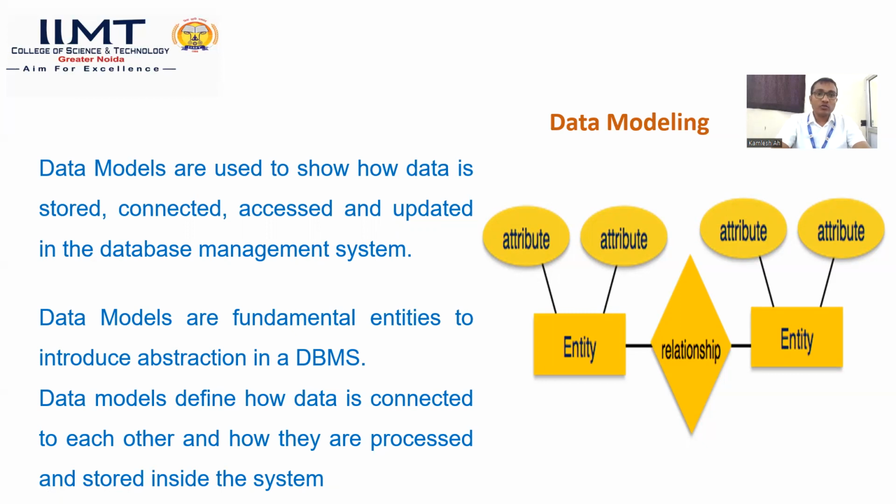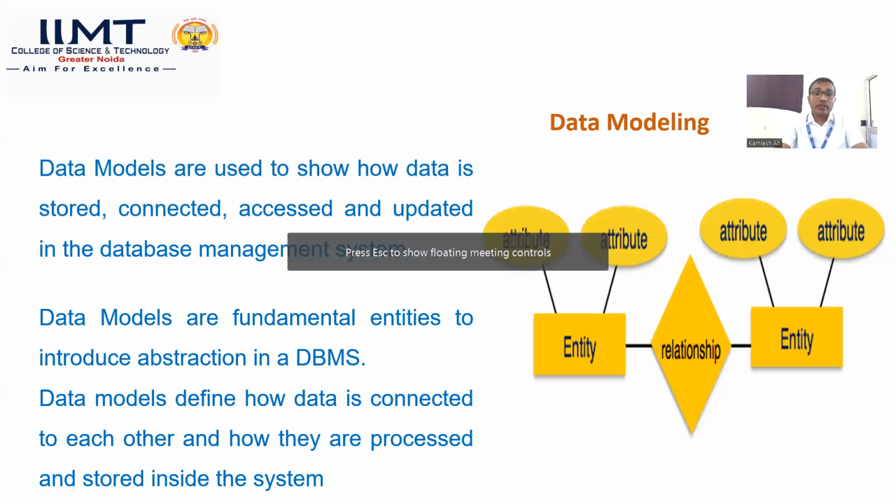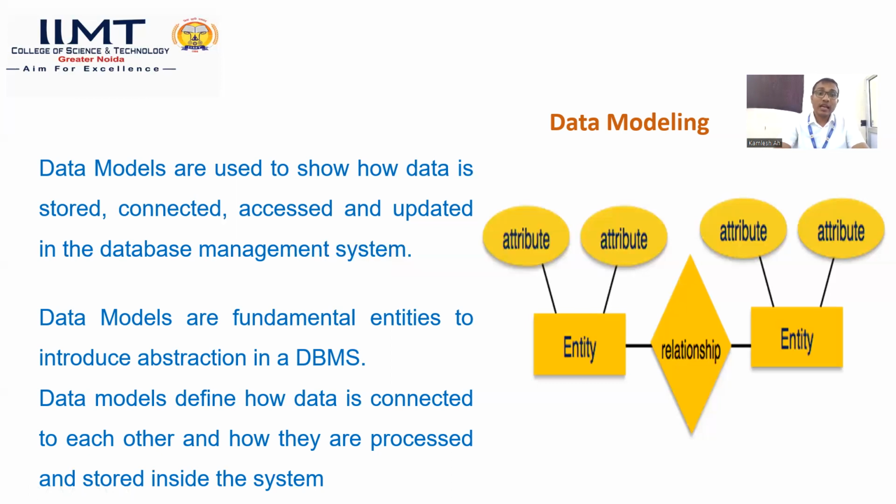Data models are used to show how data is stored, connected, accessed, and updated in the database management system. It means how to store the data, how to connect it, how to access it, and how to manipulate and update it in the database management system. Data models are fundamental entities to introduce abstraction in a database management system. Data models define how data is connected to each other and how it is processed and stored inside the system.